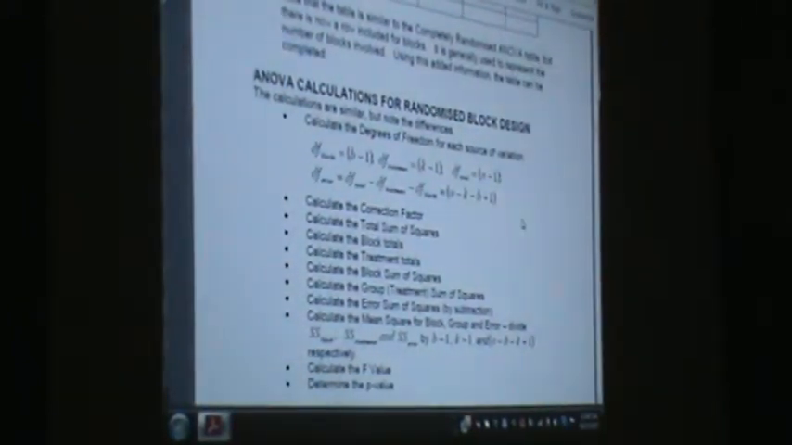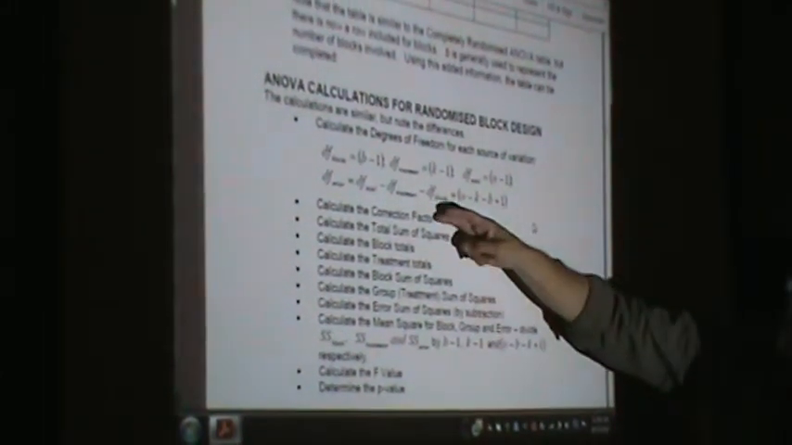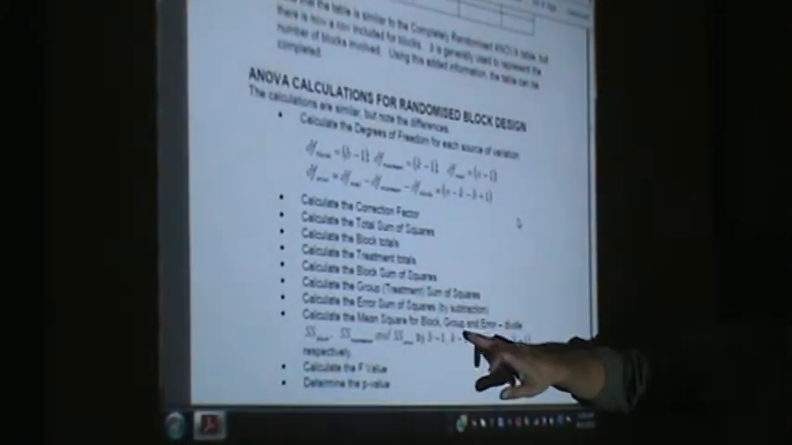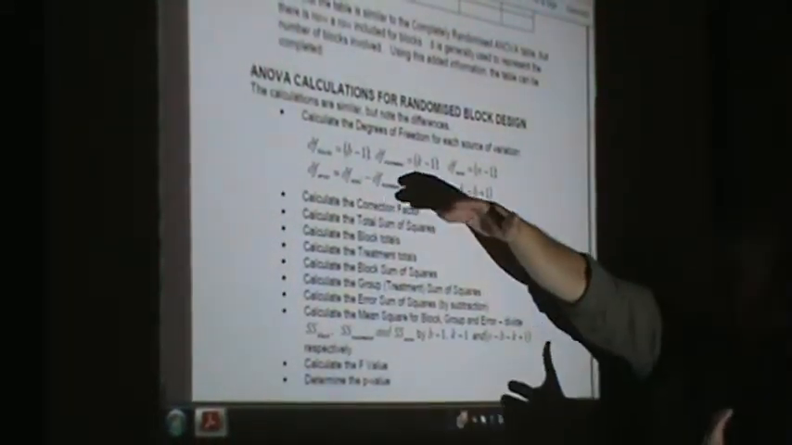Alrighty, and then all those calculations that I have. Oh yeah, they've got their little format, right? Calculate the correction, calculate the total, calculate block, treatment, group, error, calculate all the mean squares, calculate the F's, determine the P's. Okay, yeah, that's what the ANOVA table does for you, right? This blob is what the two-way ANOVA in Excel does for you. This is what we'll do by hand, but it'll be in Excel too.